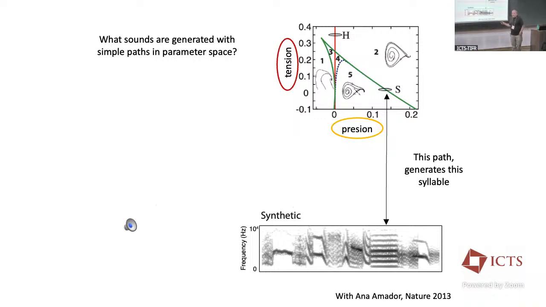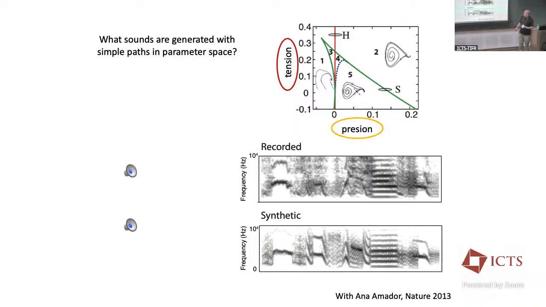So my question is, if I take the path in parameter space that is suggested by the data or simple trajectories, and I go around a bifurcation diagram of a normal form, how similar or how different is the synthetic song that I will generate? So you have the recorded one, and you have the synthetic one. Let's try to hear how different they are.